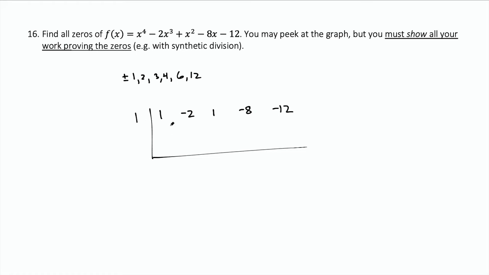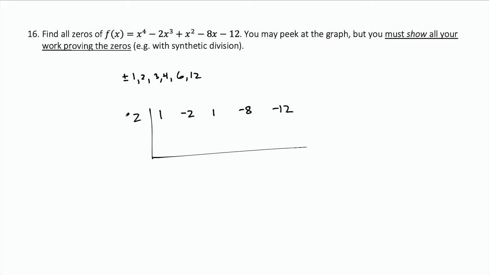So I start with 1, bring the 1, multiply. And again, I'm going to assume that you are kind of comfortable with this process, and so I'm not going to go through and say everything. So 1 didn't work. Let's go ahead and try 2. And that did not work for us either. It did seem, though, like it was pretty close because that was a negative 12 instead of a positive 12.